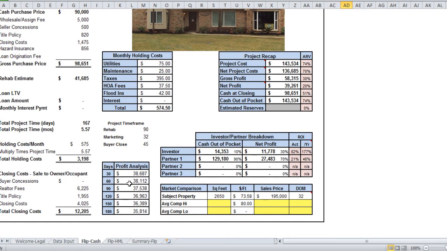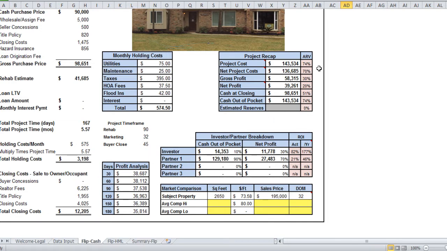Scroll a little bit further down here, and we have our holding costs multiplied by our total project time. So we're estimating our total holding cost during the course of this project is going to be $3,198. Then we get down here to the closing costs when we sell it to the end user owner occupant. So we have our realtor fees, which were calculated on our 3% and our flat fee listing, our estimated title policy, and the remainder of our closing cost, giving us a total closing cost at time of sale of $12,205.